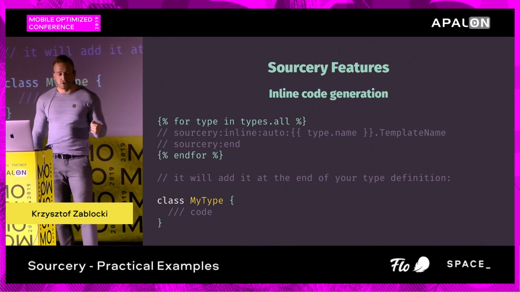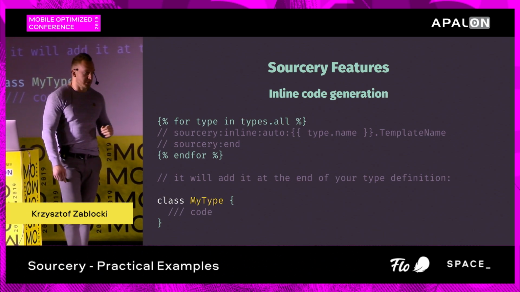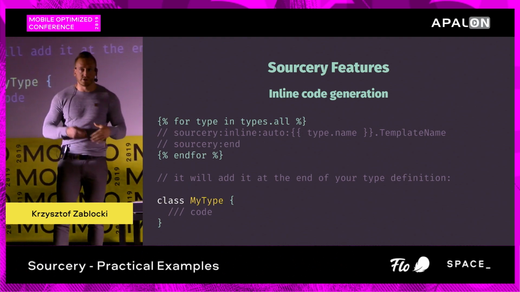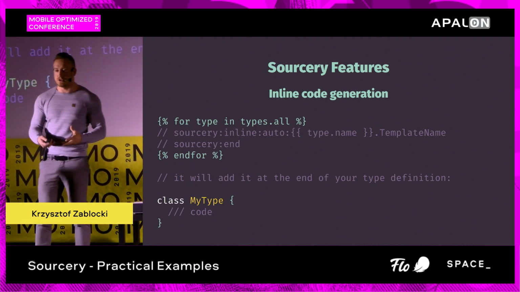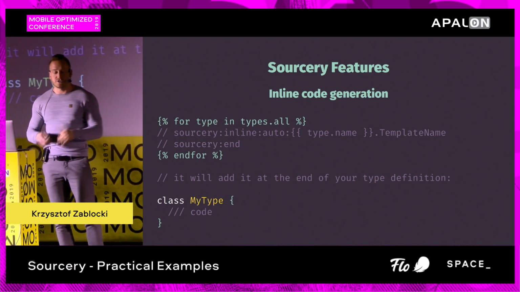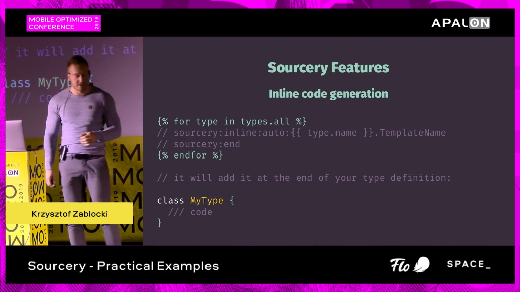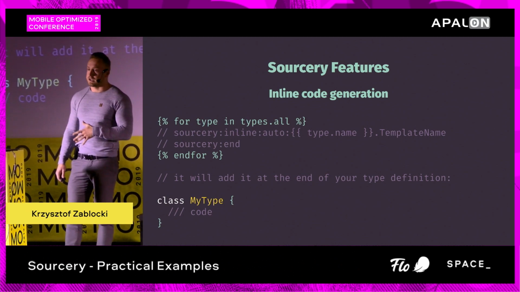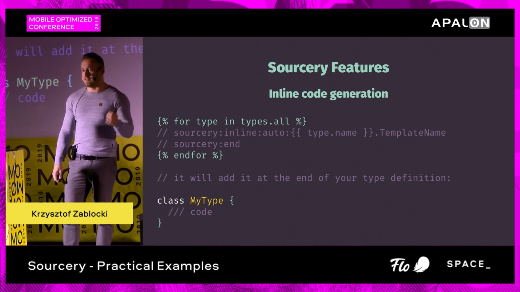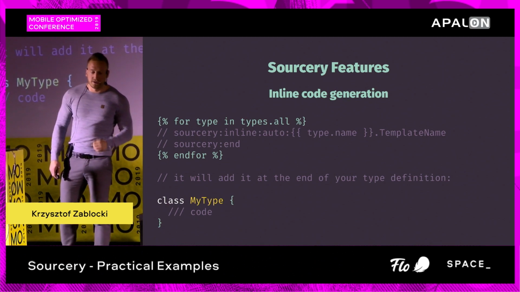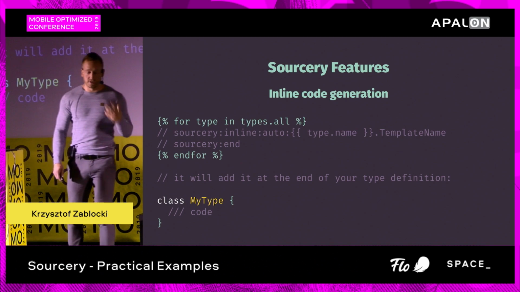And it also supports inline code generation. Because by default, when we generate code from Sorcery, we would create a separate file and we would create extensions for your types and add the code there, which is fine for 95% of cases. But if you have things like required initializers, for example, in Swift, those things cannot be defined outside of the type definition. So NSCoding, for example, you have to have the initializer with the coder inside of your class definition. This is where inline code generation comes handy.